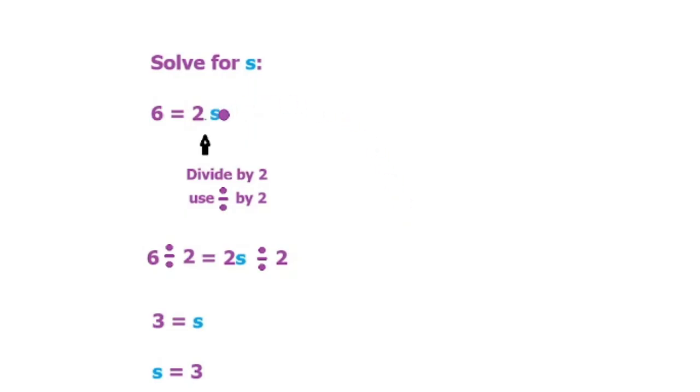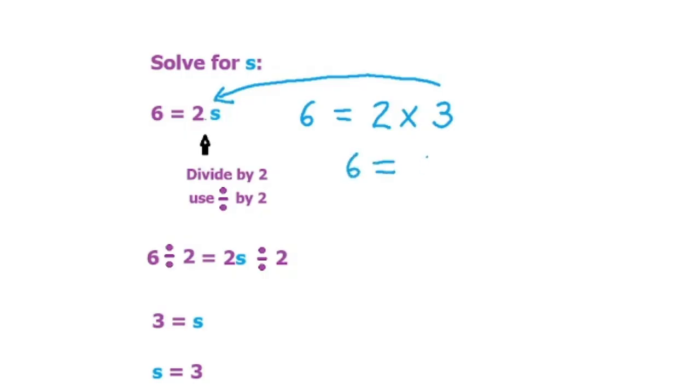And if we put 3 in here, and let's do that, so we would have 6 equals 2 times 3. Because s is 3, we're just putting 3 in here. Okay, so then when we multiply this out, we could see that 6 equals 6. So we know we've done this correctly. So s is 3.